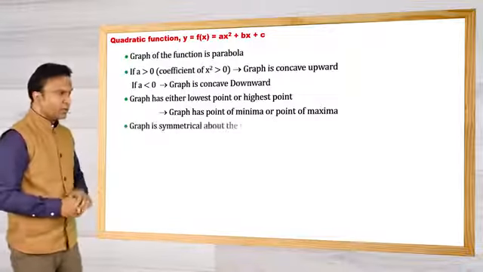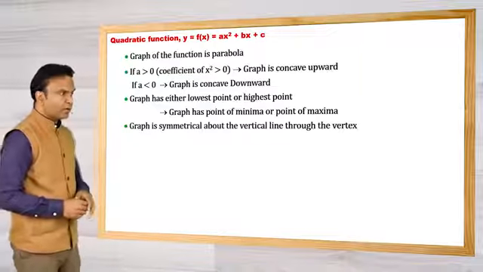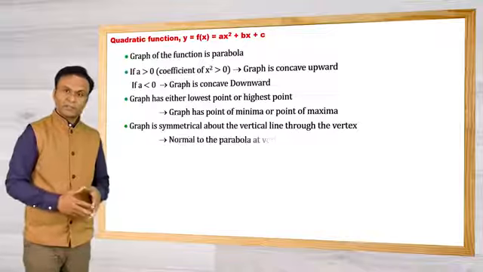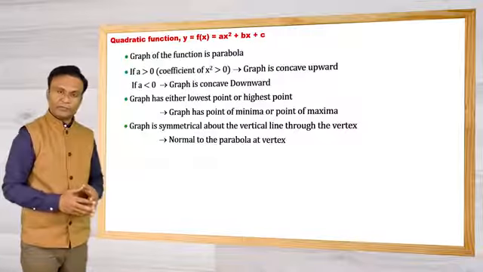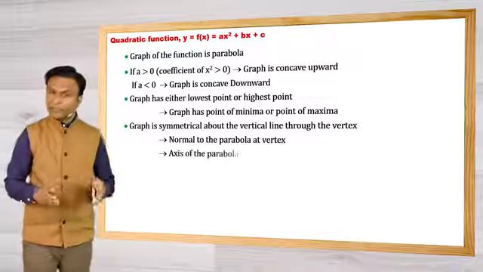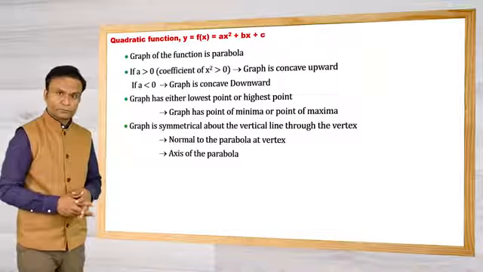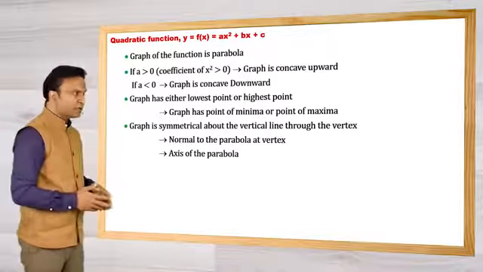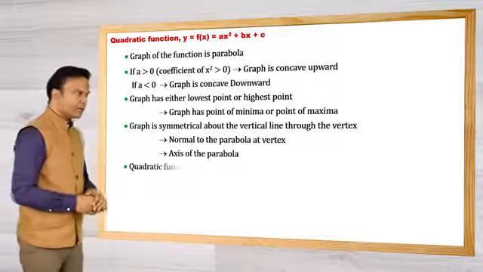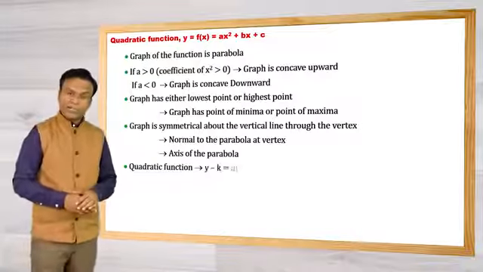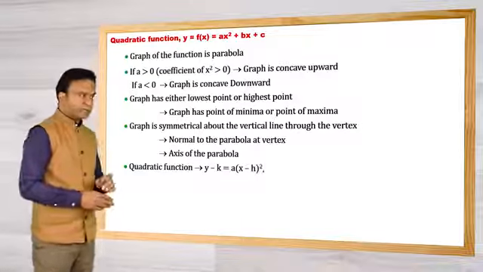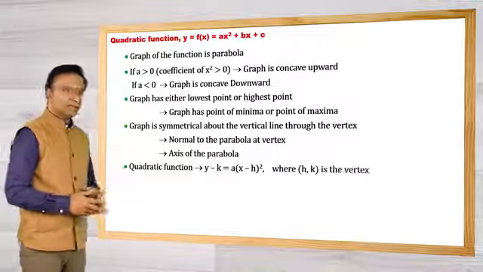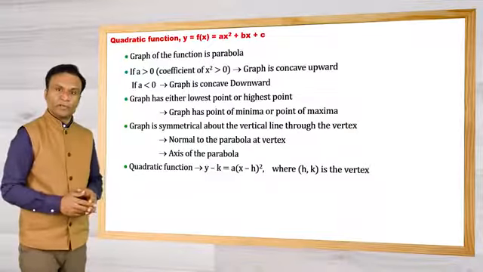Also, the graph of the function is symmetrical about the vertical line through the vertex. This line is normal to the parabola at the vertex. This is called the axis of the parabola. Also we understand that we can put any quadratic function in the form y - k = a(x - h)², where (h, k) is the vertex of the parabola.